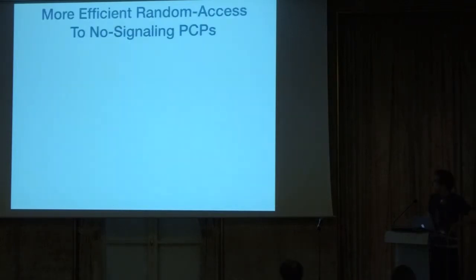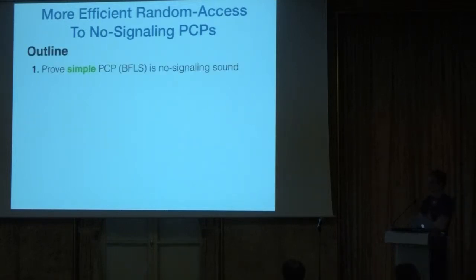Okay, so how can we start to go about doing this? Well, I'll give you a super high-level outline first. Maybe it'll sound stupid because it's so high level, but we'll see. So the first step is to prove that a very simple PCP, namely the classical construction of Babai, Fortnow, Lund, and Szegedy, actually satisfies no signaling soundness. So simplicity is always good.